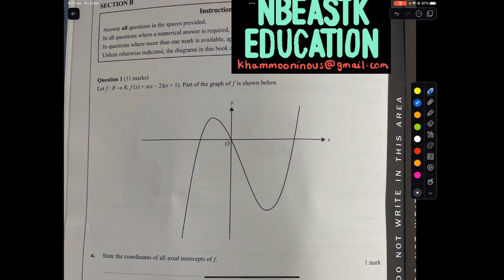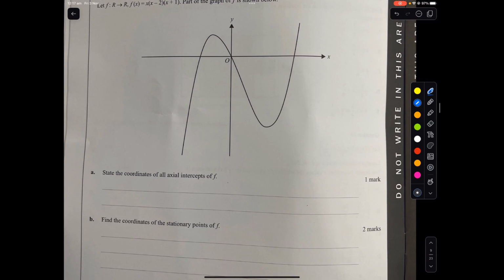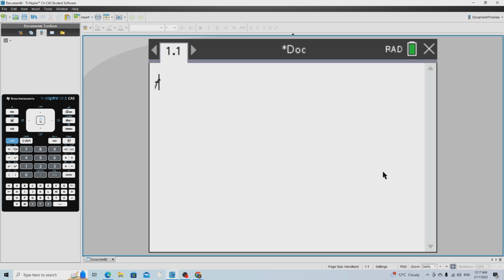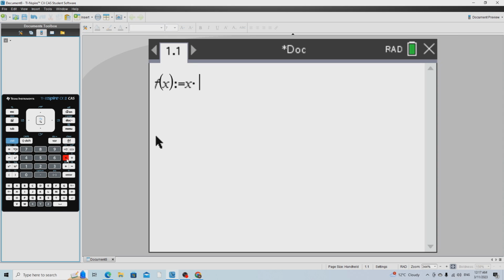Okay, question 1. Let f of x be defined for all reals, where f of x is as shown, and part of the graph of f is shown. State the coordinates of all axial intercepts of f. Okay, easy. So what I'm going to do is go on my CAS and define f of x to make my life easier. So x minus 2 times x plus 1. Okay, we got this.